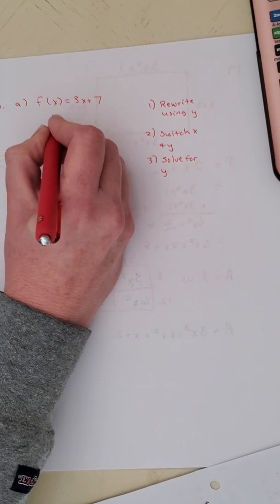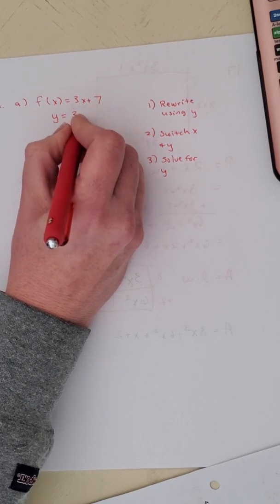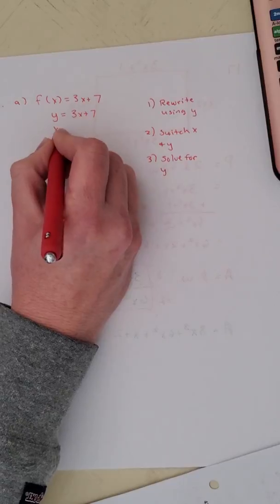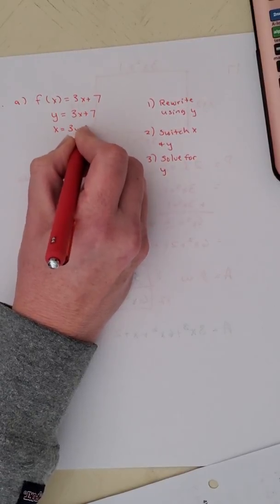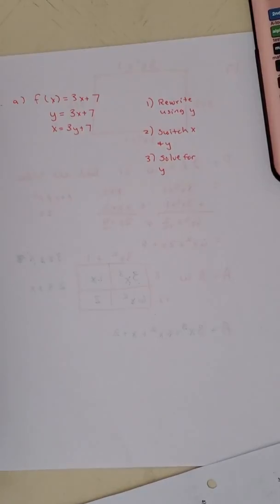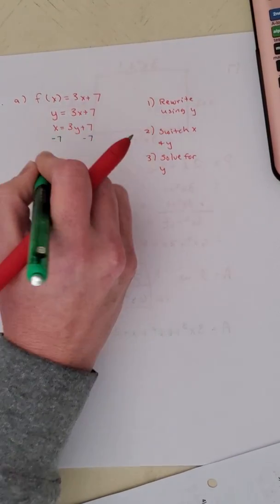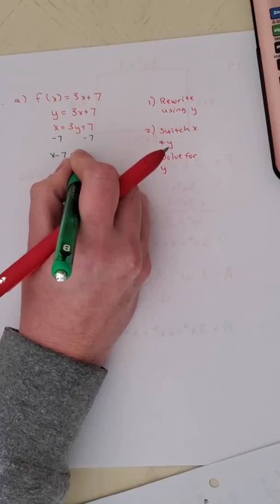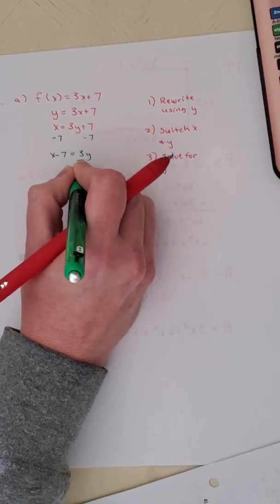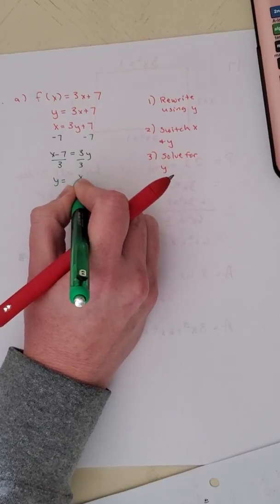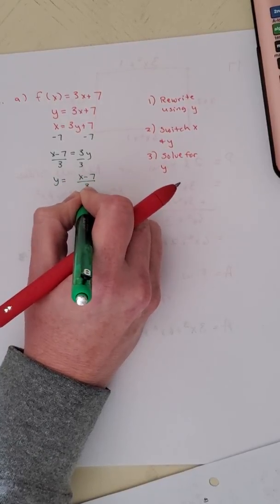So we're going to rewrite it using y equals 3x plus 7. And then we would switch x with y. And then solve for y. So to solve for y, we would subtract 7 from each side. And then we would divide both sides by 3. And we get y equals x minus 7 all over 3.